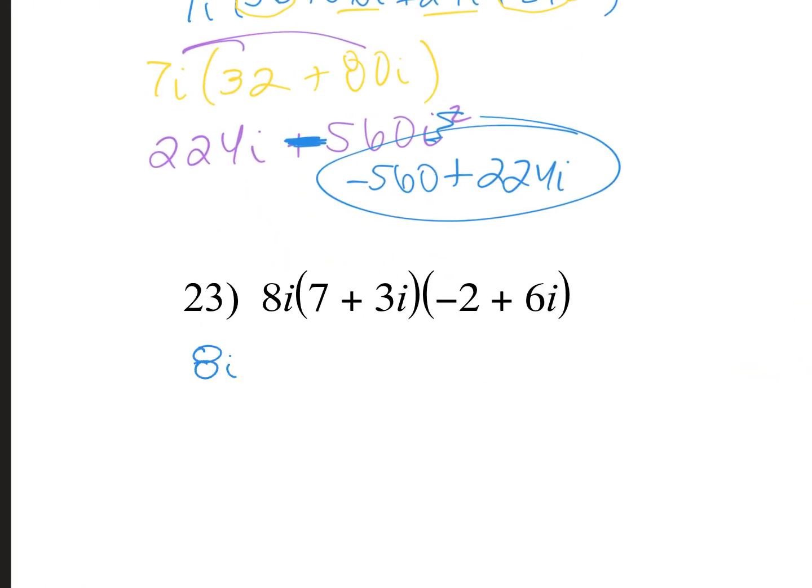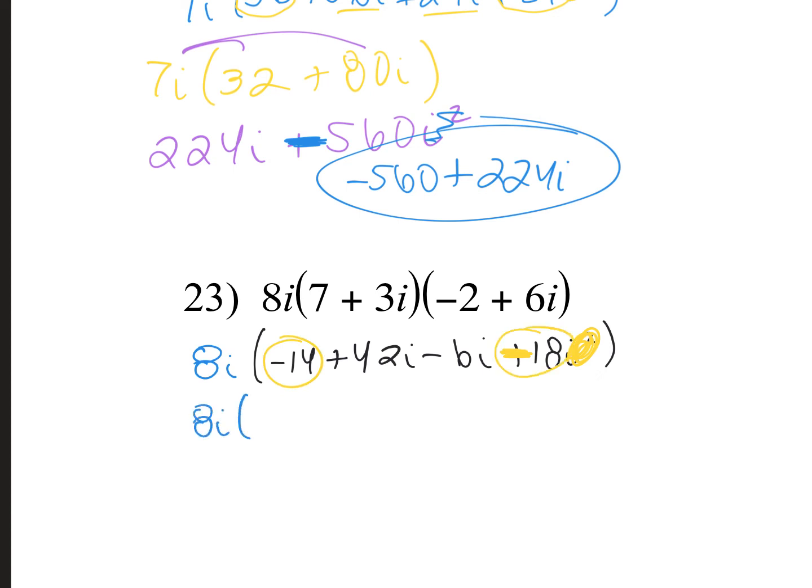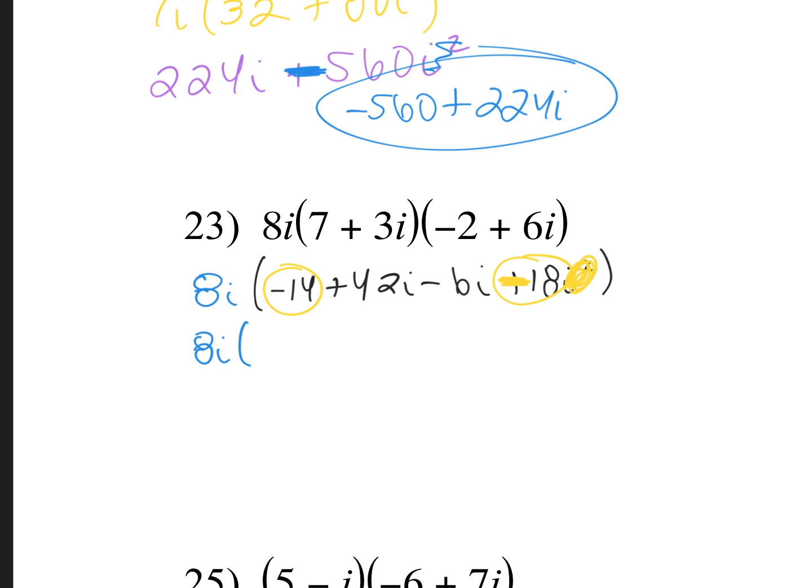All right, again. 8i, leave it out front, hanging out. Let's distribute. 7 times negative 2, negative 14. 7 times 6i, plus 42i. 3i and negative 2, negative 6i. 3i and 6i is plus 18i squared. What do? Cross, change the sign. So what's a negative 14 and a negative 18? 18 and 14. What is it? Negative 32. Okay, negative 32. 42i minus 6i.